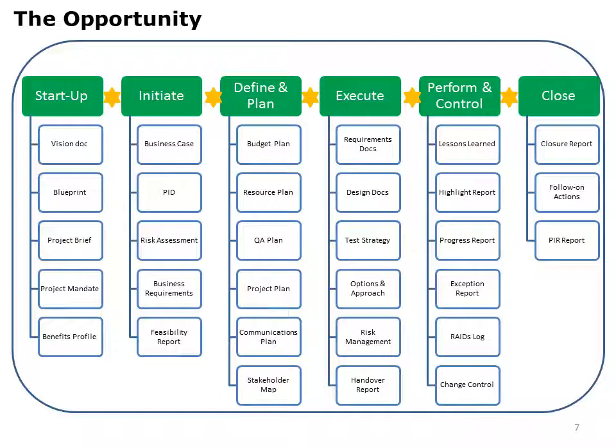I've actually shown the perform and control phase as a column, but really that shouldn't be a vertical bar. That should be a horizontal bar, because perform and control, in terms of progress reporting, exception reporting, and RAID logs, really takes place in each of the other main or primary processes. So this is really a support process.